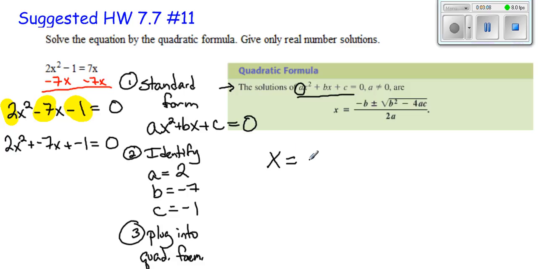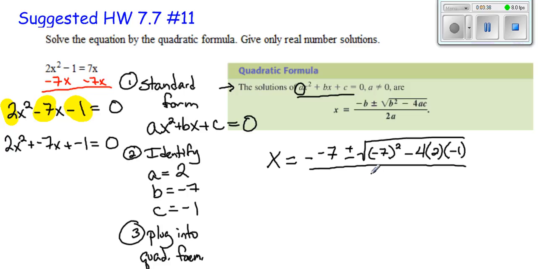Okay, so we plug in what we know. I have a negative sign right here. This is very tricky. So I have a negative, and now they want b, and b is negative 7. Plus or minus the square root of b squared, so that's going to be negative 7 quantity squared, minus 4 times a times c. All of that right there over 2 times a.